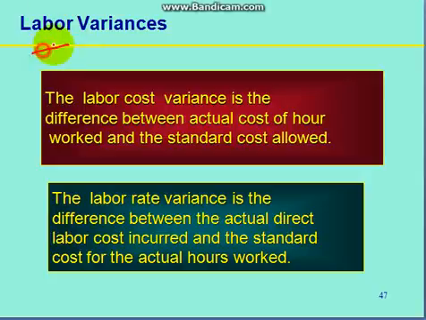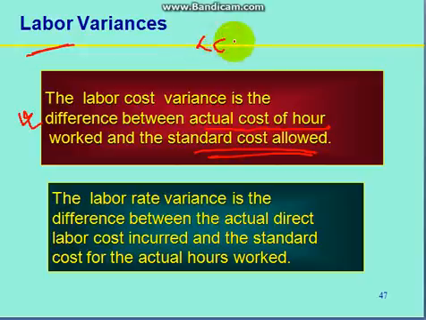Hello friends. Now what are labor variances? Labor variances is nothing but the labor cost variance, which is the difference between the actual cost of hour worked and the standard cost allowed. So very simple. The labor cost variance is nothing but the difference of actual cost of hour minus standard cost hour allowed.